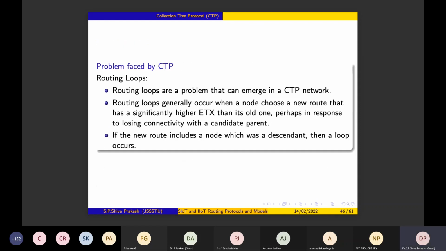The problems faced by CTP are, first, routing loops, which can emerge in a CTP network. A routing loop generally occurs when a node chooses a new route that has a significantly higher expected transmissions than its old one, perhaps in response to losing connectivity with its candidate parent. If the new route includes a node which was a descendant, then a loop occurs.